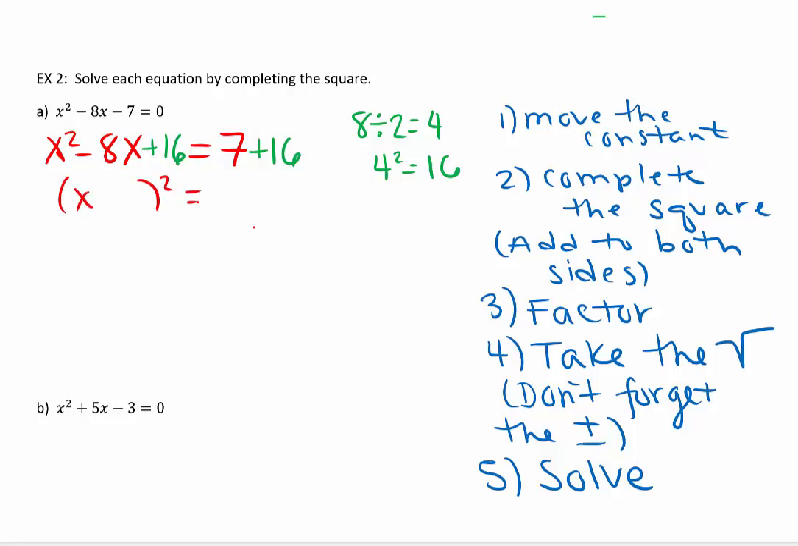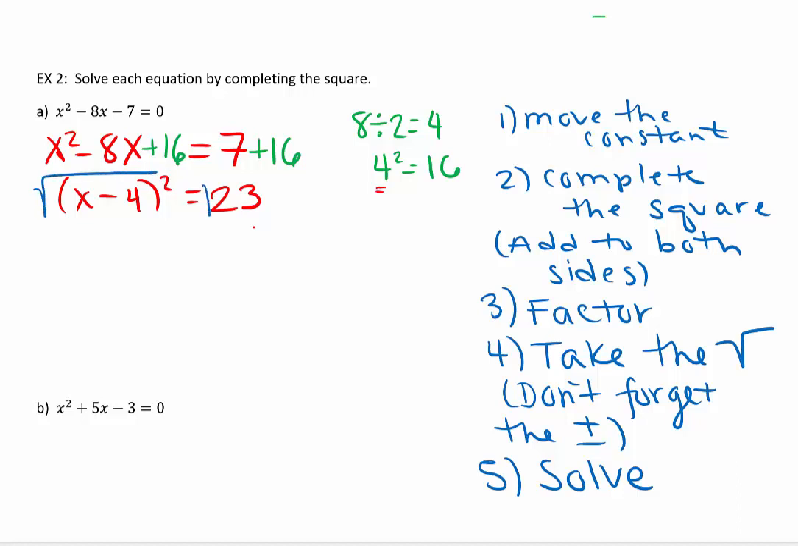This can be factored as something squared. I keep the sign, it's a minus sign. And it's always whatever you squared. So x minus 4 squared. And then 7 plus 16 is 23. Now I have something I can solve with that square root method.